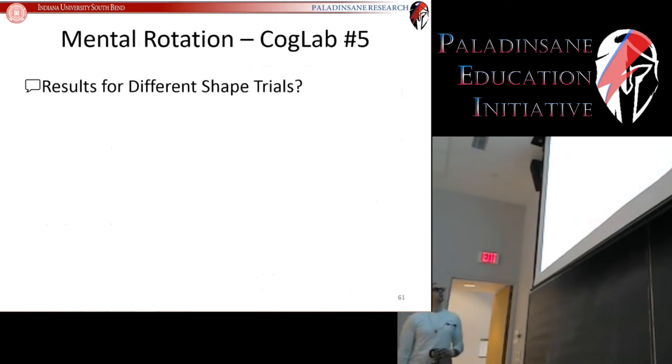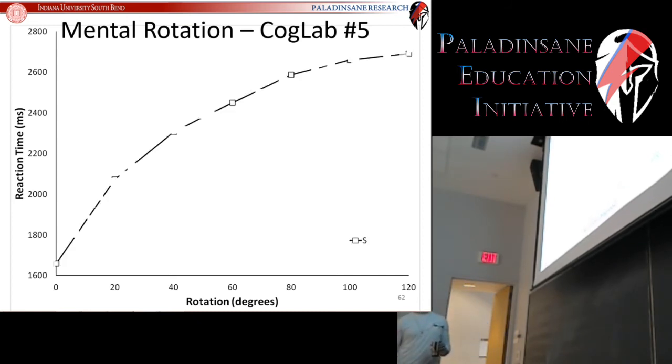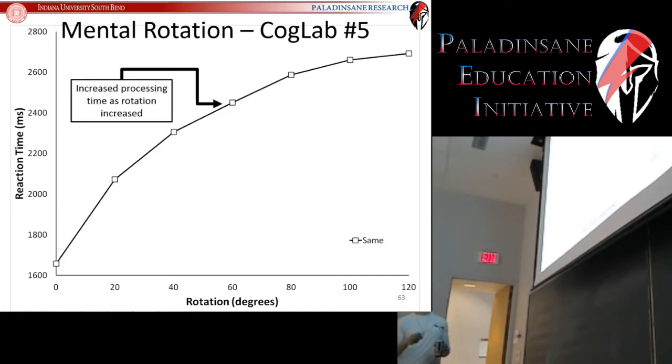All right. What about for the different shape trials? What happened when the two did not match up? In this instance, we have the rotation once again in degrees, and reaction time on the y-axis. These are the same trials that we just saw, where the two were the same and you have to make a decision of yes, those two matched up. And you'll see that there's increasing reaction times as the rotation increases.